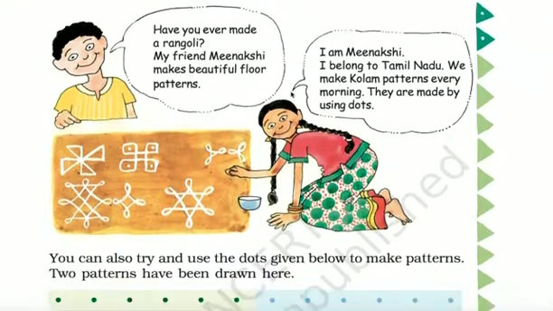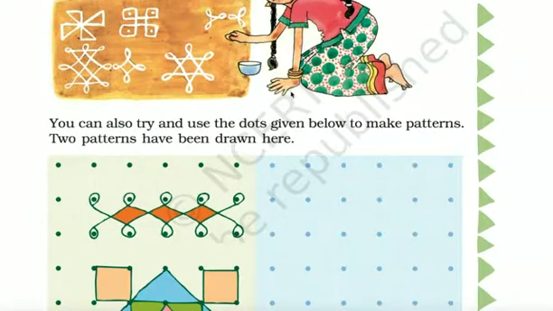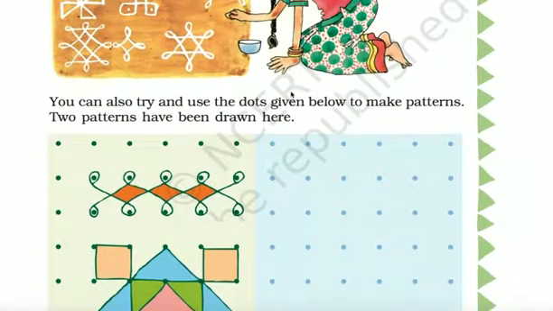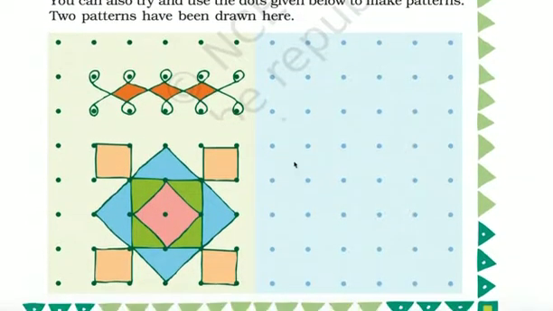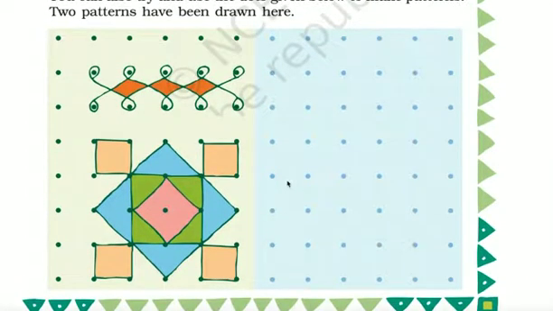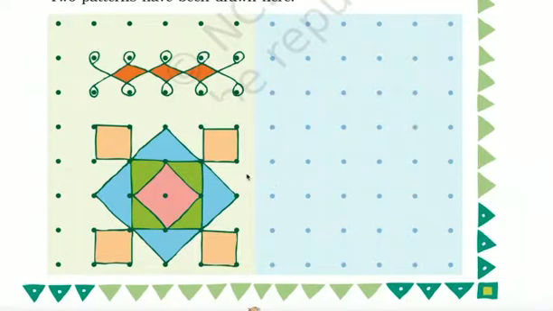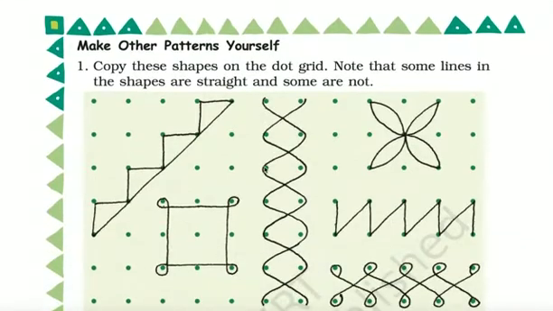That's good, Meenakshi. You can also try and use the dots given below to make patterns. Two patterns have been drawn here. By connecting the dots, you will get these two patterns. You can ask the question: is it in any way related to mathematics? Yes, they are related to mathematics. Why? Because they have squares, rectangles, triangles, rhombuses, circles. Make other patterns yourself.